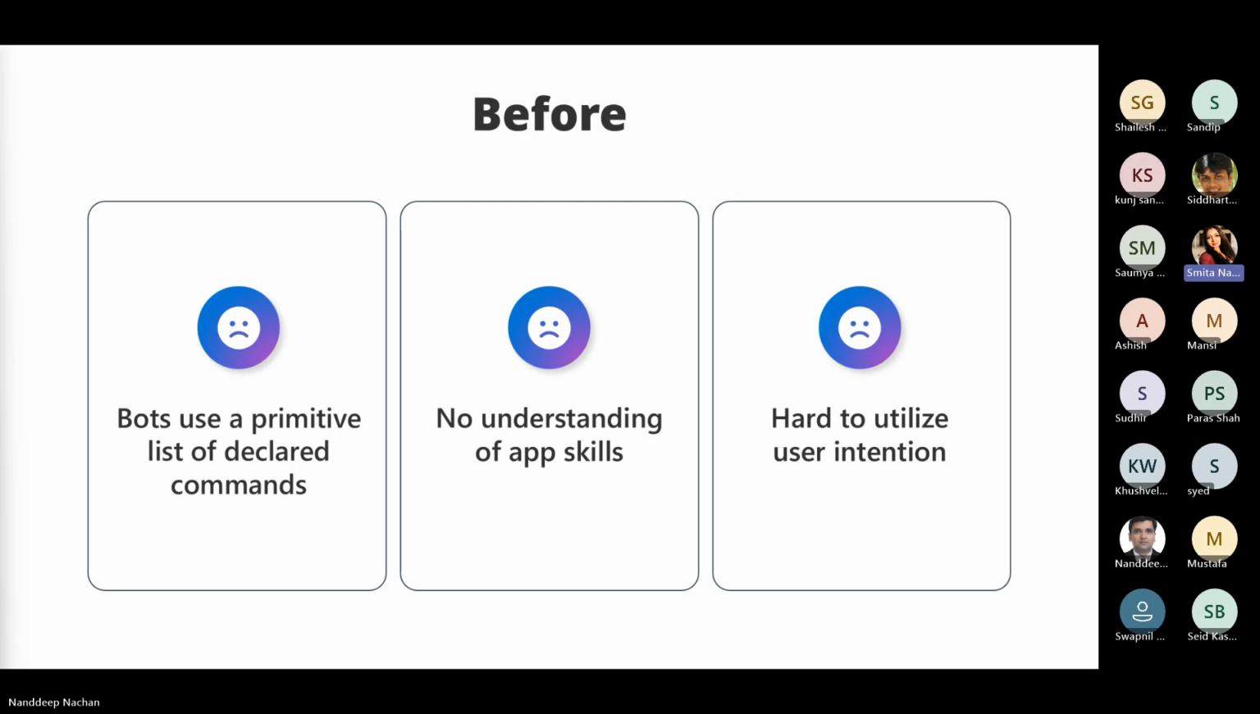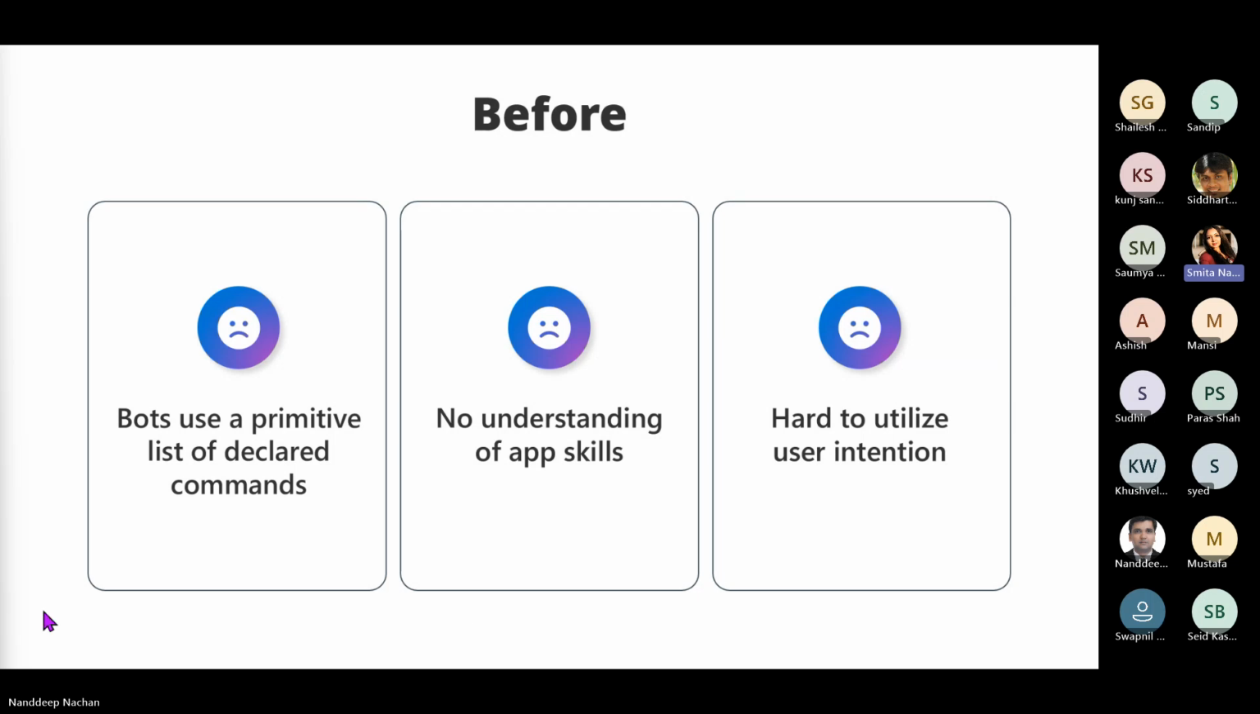So here are the limitations of the earlier Teams chatbots. The bots used a primitive list of declared commands. Early bots relied on a fixed list of commands that the users had to know and follow precisely. This approach felt limiting as the users needed to remember the specific phrases as well as the commands, making the interactions more rigid. The limited command list means that the bots could not adapt well to more flexible or conversational user inputs.